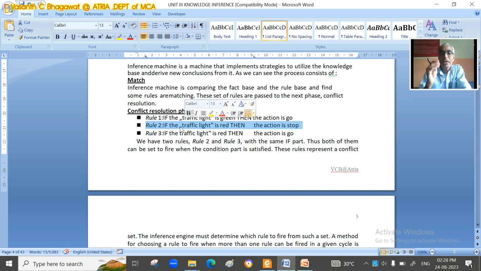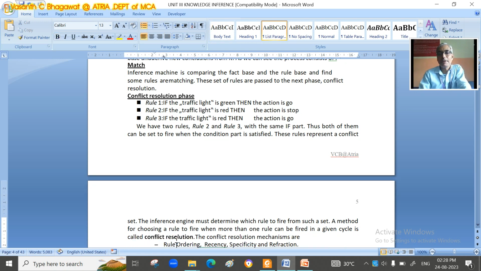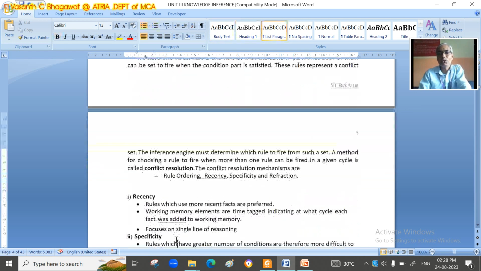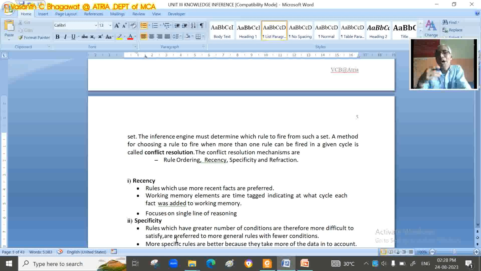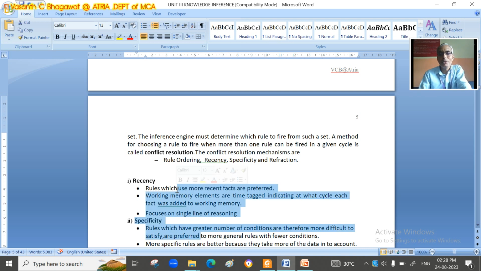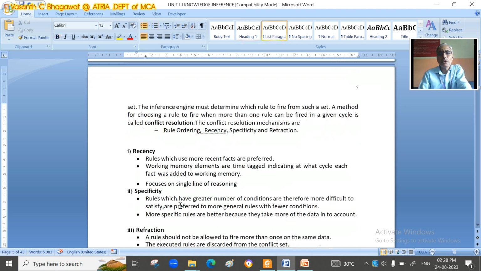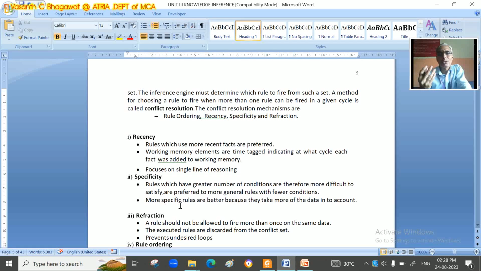So now we are going for conflict resolution, because many times in our inference engine, when we have more rules, there will be certain conflicts. How to deal with these conflicts? When we are talking about conflict resolution, we have a few different types in which we can try to do it.